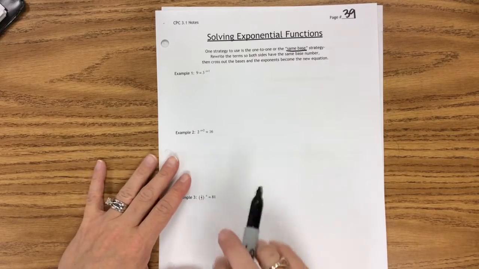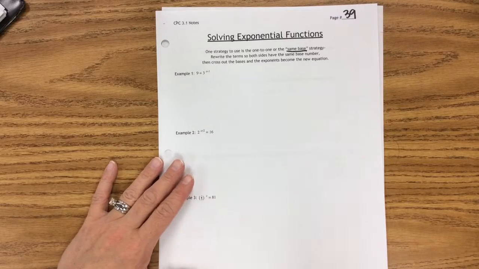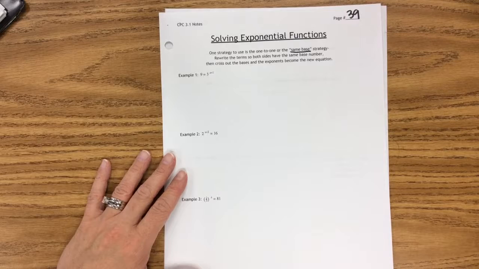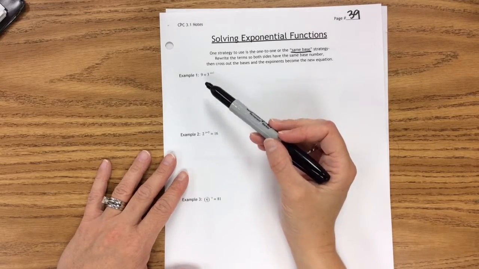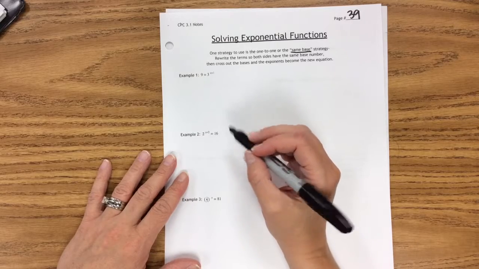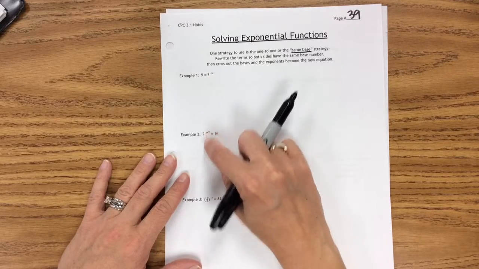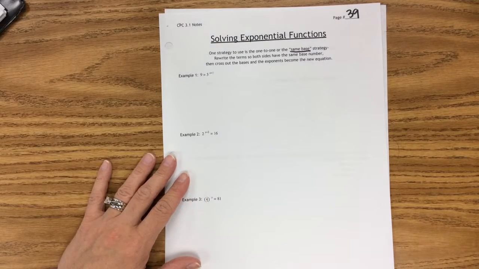There will be some cases where the same base strategy doesn't work, and we will learn about that later in the chapter, but today we're going to focus on problems that can be solved using the one-to-one or the same base strategy. And exponential equations require a new strategy because we haven't been solving equations where x is in the exponent. So that's what makes these different than other ones that we have been working on.